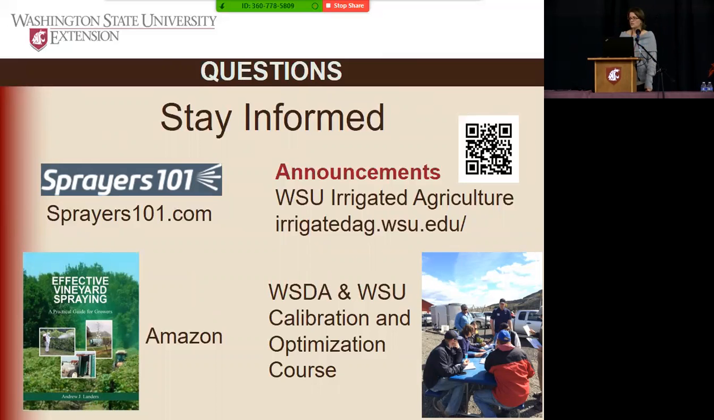We do, with the Washington State Department of Ag and WSU, offer calibration and optimization courses. So what you get tomorrow is a really condensed version: what we do in 8 hours, you're going to get in 4 hours, right? So we'll go till your head spins tomorrow. But they're 1 day classes. So look on the Department of Ag website. They're worth a lot of credits, almost all your credits for the year in 1 day, right?